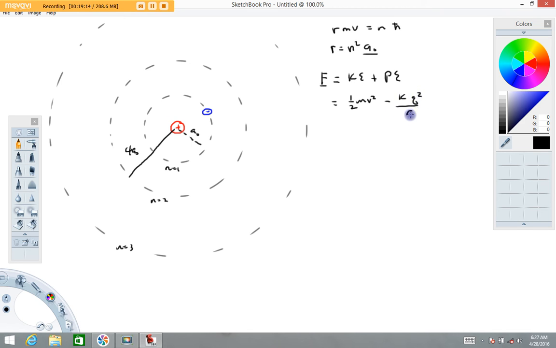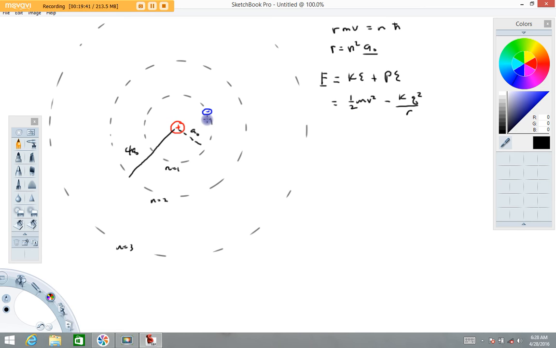Now the kq squared over r, here's where it's coming from. If you go back to my previous videos about the potential energy of a point charge system, the potential energy of a point charge is k q1 q2 over r. Because the q's are the same, I just wrote q squared because it's shorter. The potential energy here would be negative because one of these charges is negative.